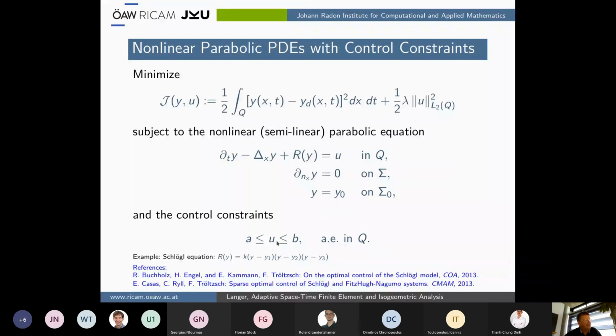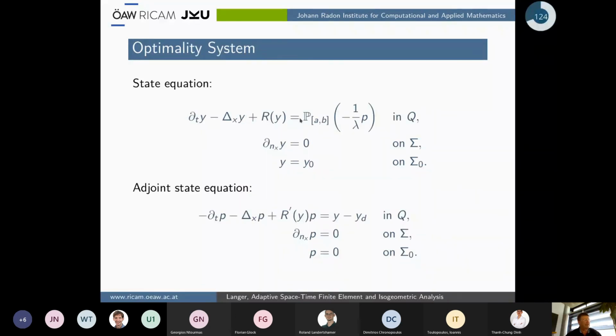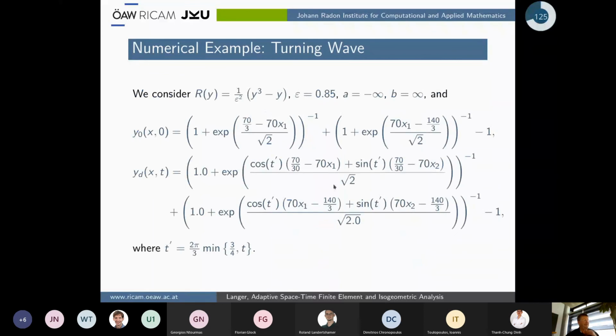And we add box constraints for the control. The control function should lie between two constants a and b. So then the optimality system looks like this. Here we realize the projection of the control to this interval. So you have to solve this. We were able to construct an exact solution for a special case. We are very proud of this exact solution.